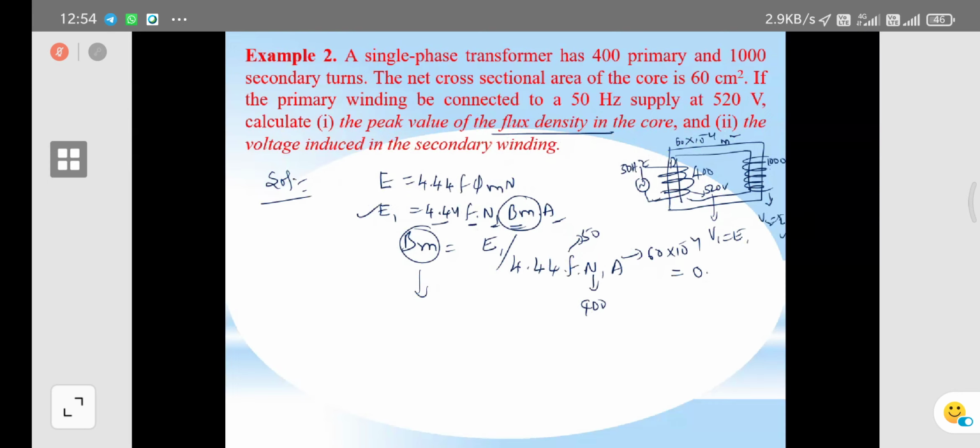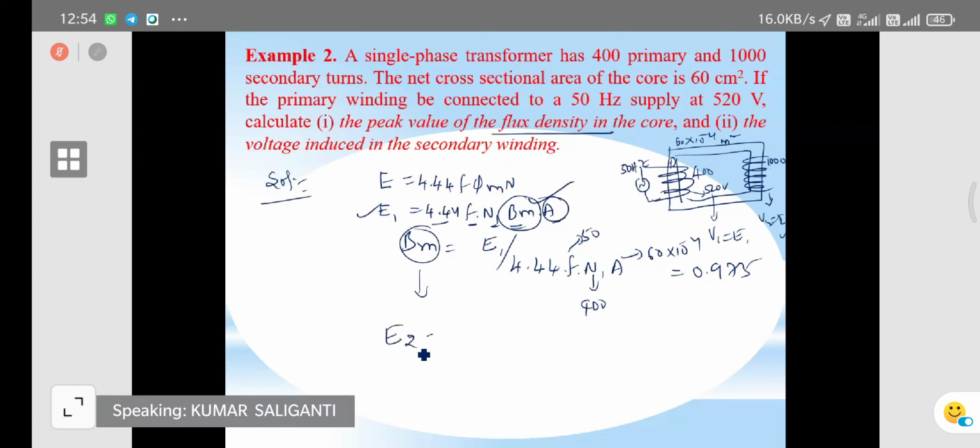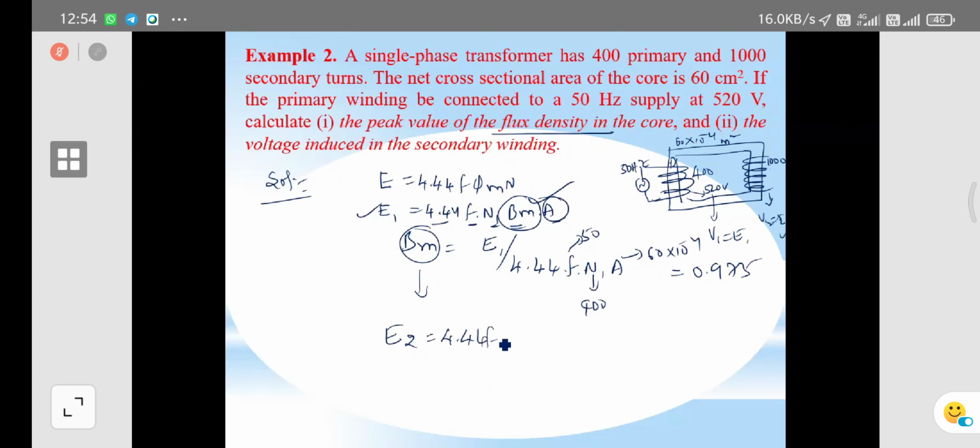So what about the voltage induced in the secondary winding? How to find out that voltage? After knowing this Bm, 0.975, and you know the A, then you can easily find E2, that is 4.44 f Bm A into N2. Otherwise, you can use this formula.